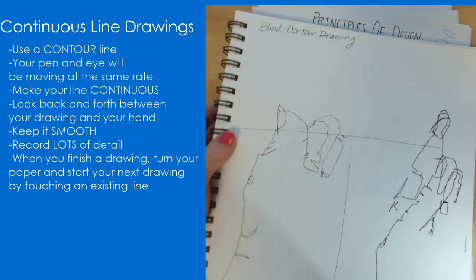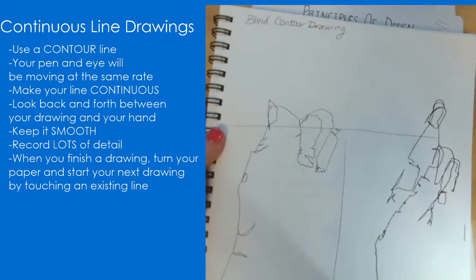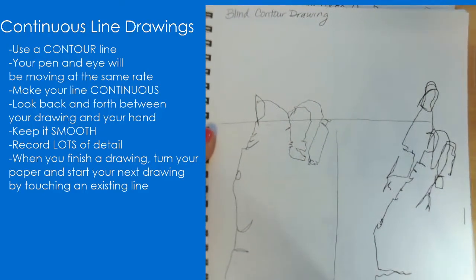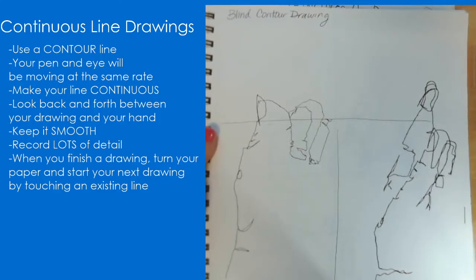We're using a continuous line, so we're not lifting up our pen until we are done, at the end of our drawing. We're recording a lot of detail, so these are not proportional. They are not accurate drawings in the sense that they look exactly like your hand, but they are a record of how your eye was moving and studying that form, which happened to be our hand, and then other objects yesterday.